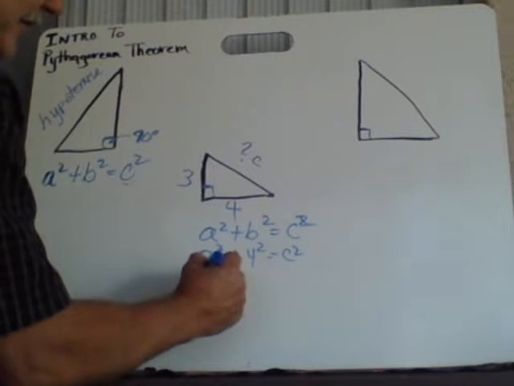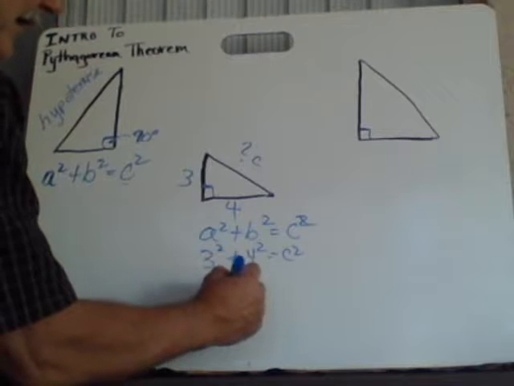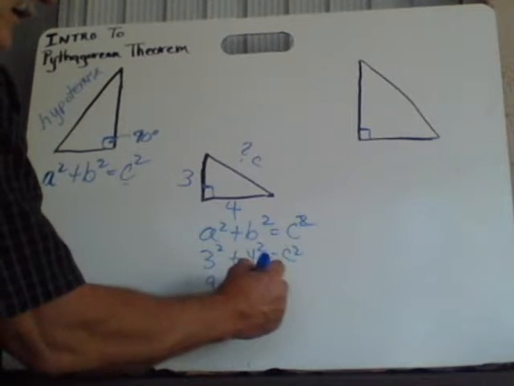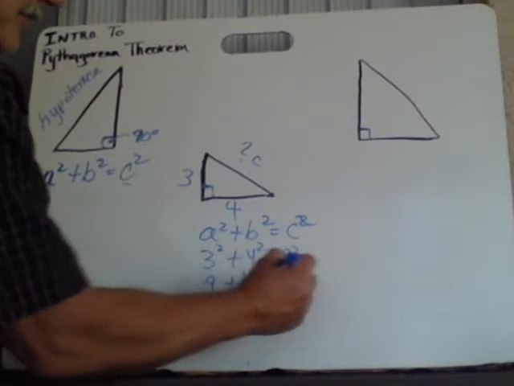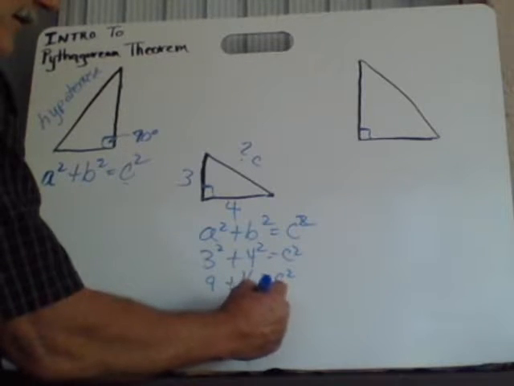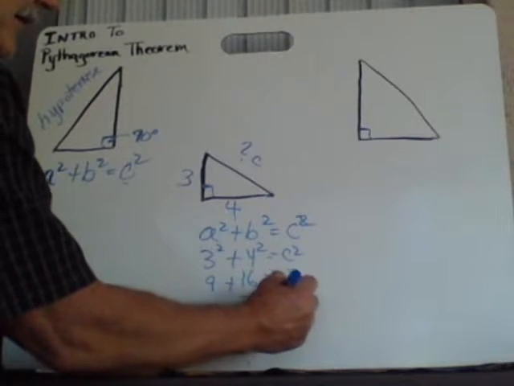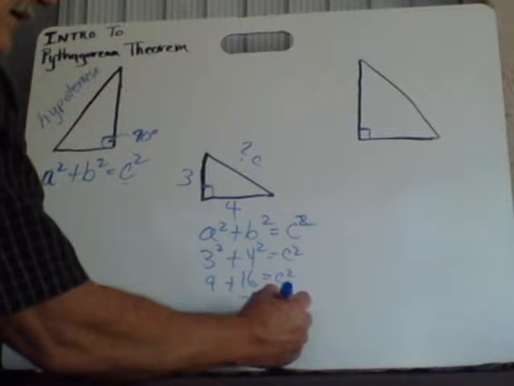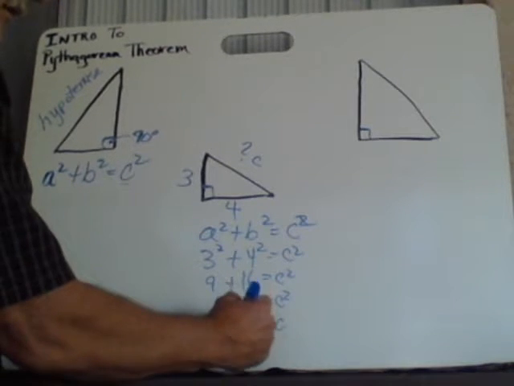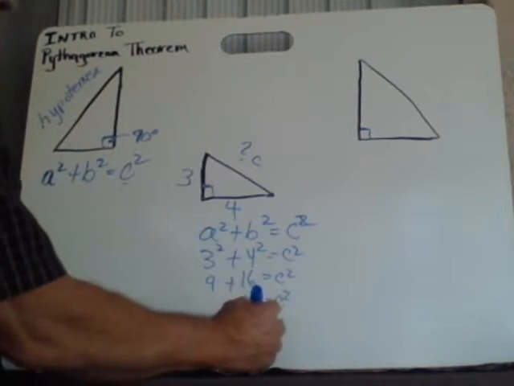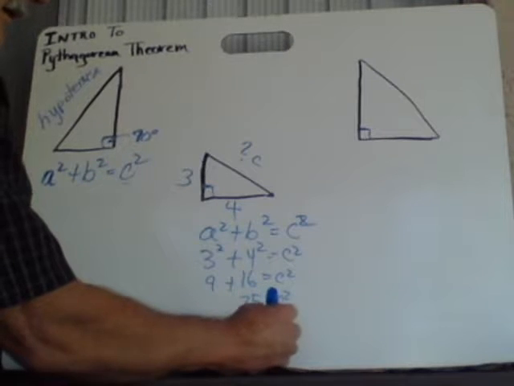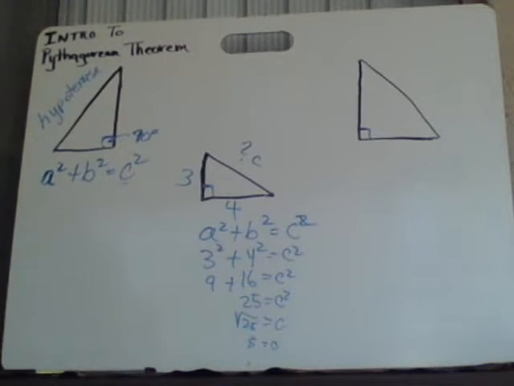We'll go ahead and square these numbers. 3 squared is 9, and 4 squared is 16, and that equals c squared. Adding the two numbers together, we get 25. c squared equals 25, and then c is equal to the square root of 25. It has to be a positive number, so we choose c is equal to 5.